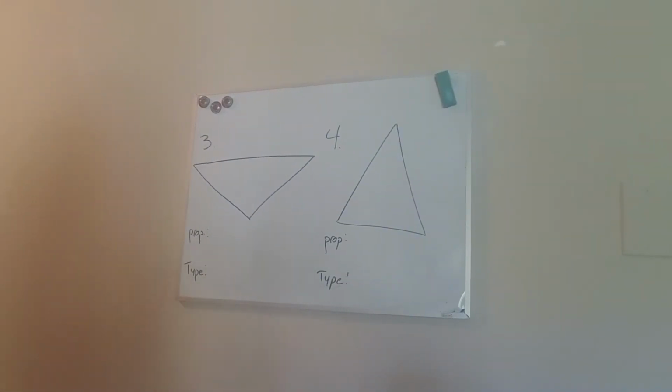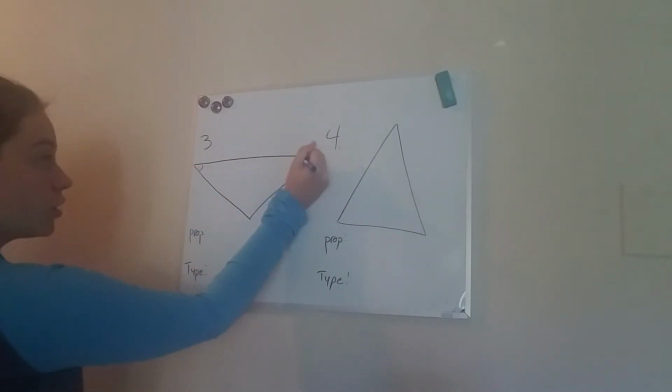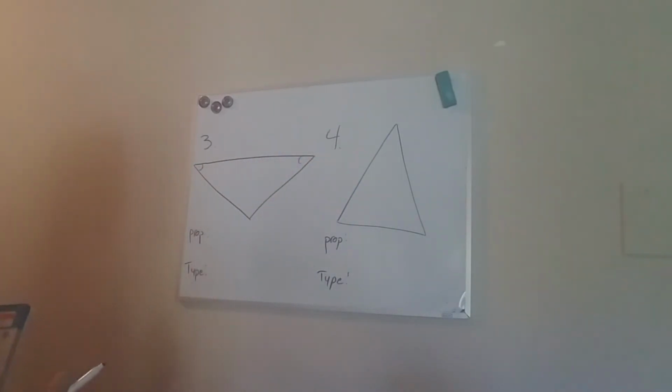All right, now let's look at our triangles for 3 and 4. They didn't give us any markers on these next 2, so we have to look at them with our own eyes and make our own decisions. Here we can see that this is a small angle. You can even draw your little arc. We have 2 acute angles.